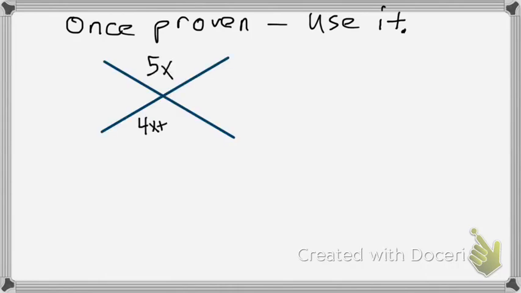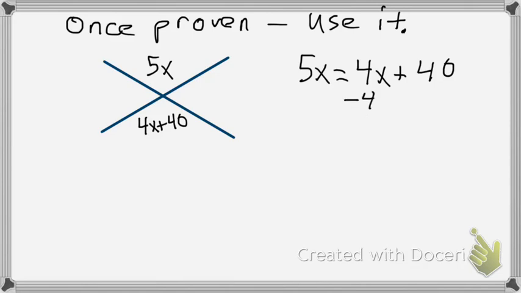Here we have 5x and 4x plus 40. Those are vertical angles. They got the little bow tie thing going on. See, right there, bow tie. Cool. Because they're vertical angles, we know they're congruent. Because they're congruent, we know their measures are equal. So we can just set those two expressions equal to each other. So we have 5x equals 4x plus 40.